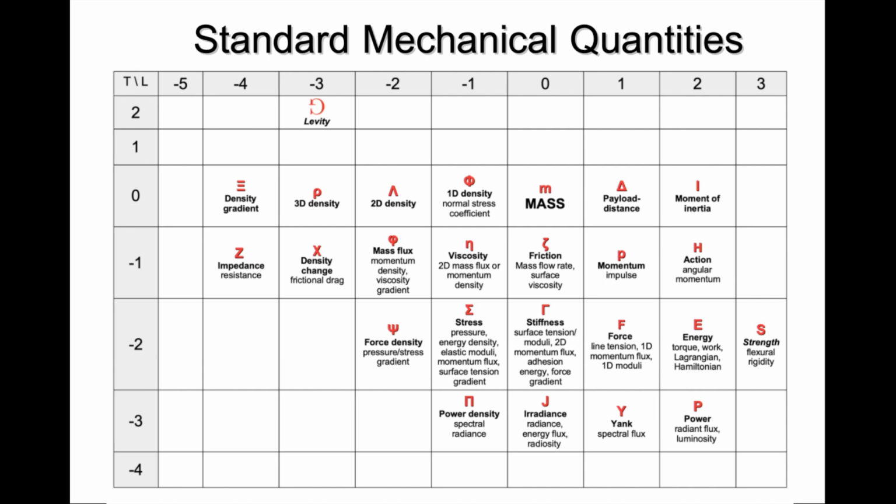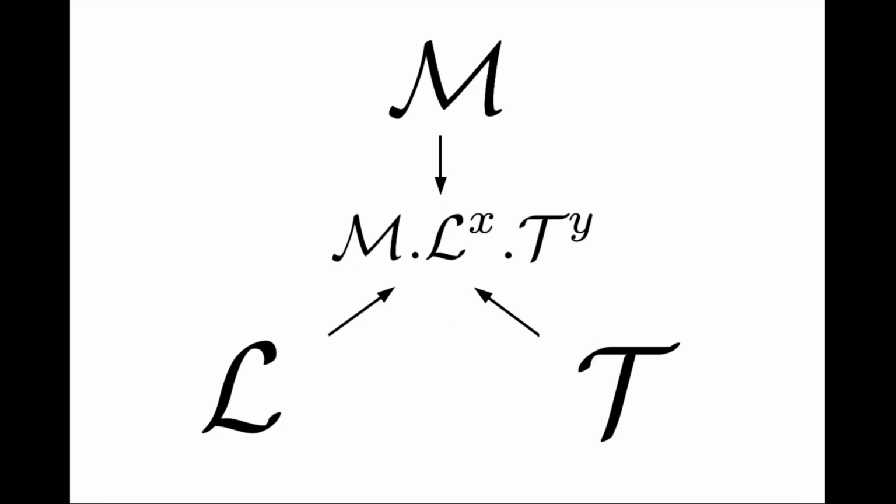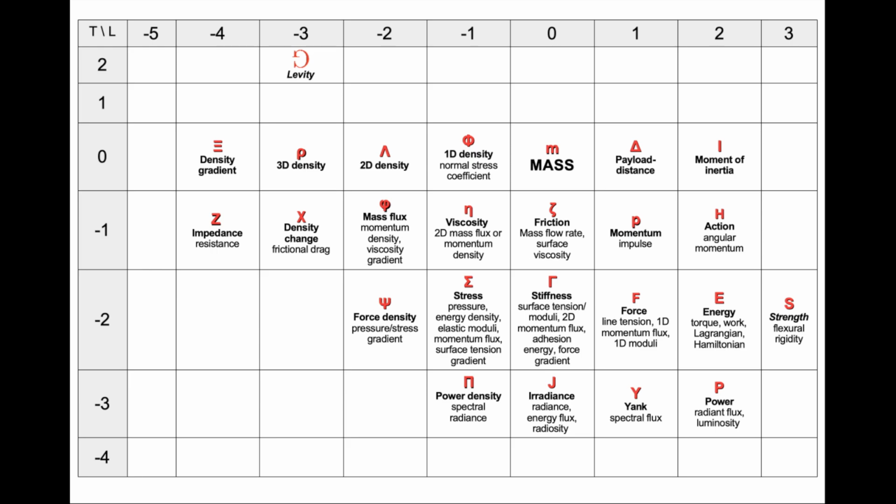Each mechanical quantity in this table is what we also called a mass-carrying quantity, because they all have a dimension of mass and some combination of the dimensions of space and time. M, L, and T, the three dimensions of mechanics. The exponents x and y of the space and time dimensions respectively give the horizontal and vertical positions on this chart. Once we know the dimensions of a quantity, we can put it on the map.